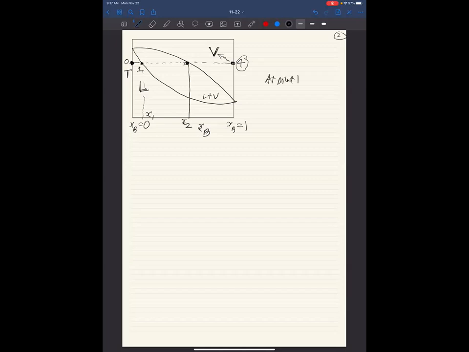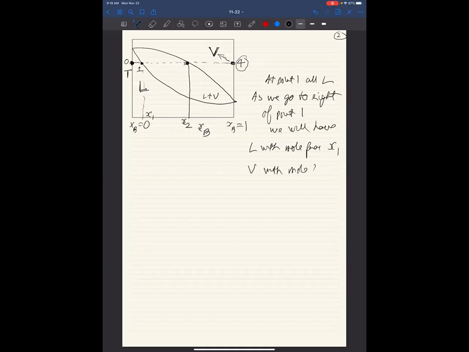So at point 1, all liquid. As we go to the right of point 1, we will have liquid with XB mole fraction X1 and vapor with XB mole fraction X2 as we move to the right of point 1.